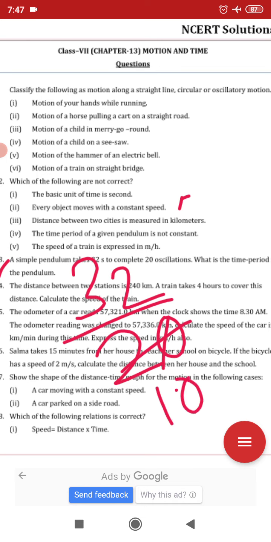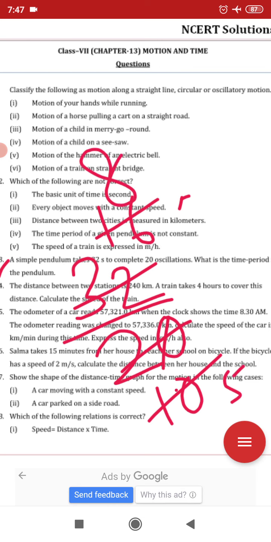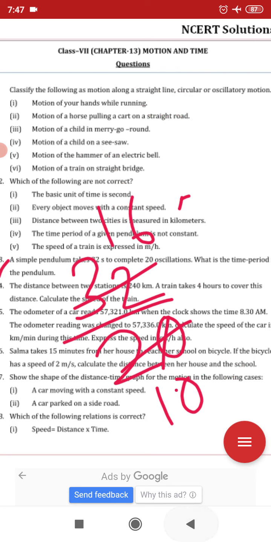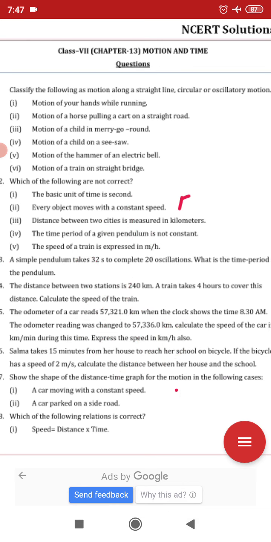2 tens are 20, 2 16s are 32, 2 5s are 10, 2 8s are 16. So 8 by 5. Just convert it into decimal form. 5 ones are 5, extra is 3, so 1.6. The time period of the pendulum is 1.6 seconds. So what is the procedure?